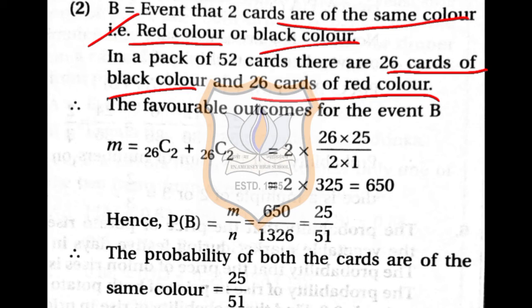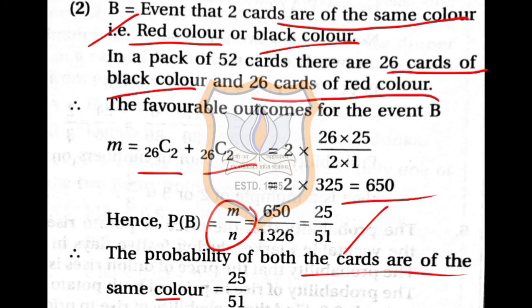So what will be M? 26C2 plus 26C2. Since both the terms are same, we can write it as 2 into 26 into 25 divided by 2 into 1. Now when we solve this, your answer will be 650. So what is the probability? M upon N. So what is M upon N? 650 upon 1326. So now when you solve it, you will have 25 by 51. So what is the probability that both the cards are of same color? Answer is 25 by 51.